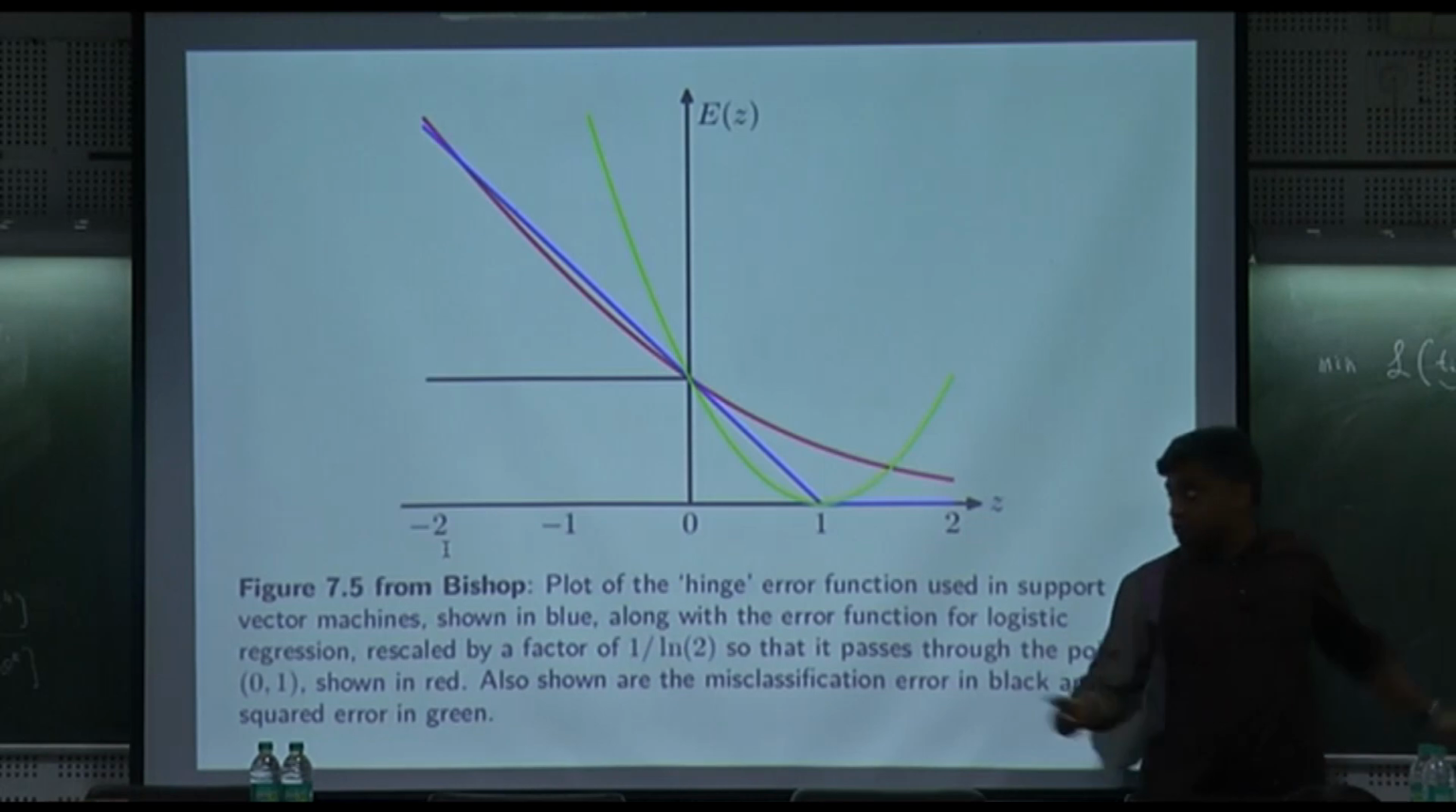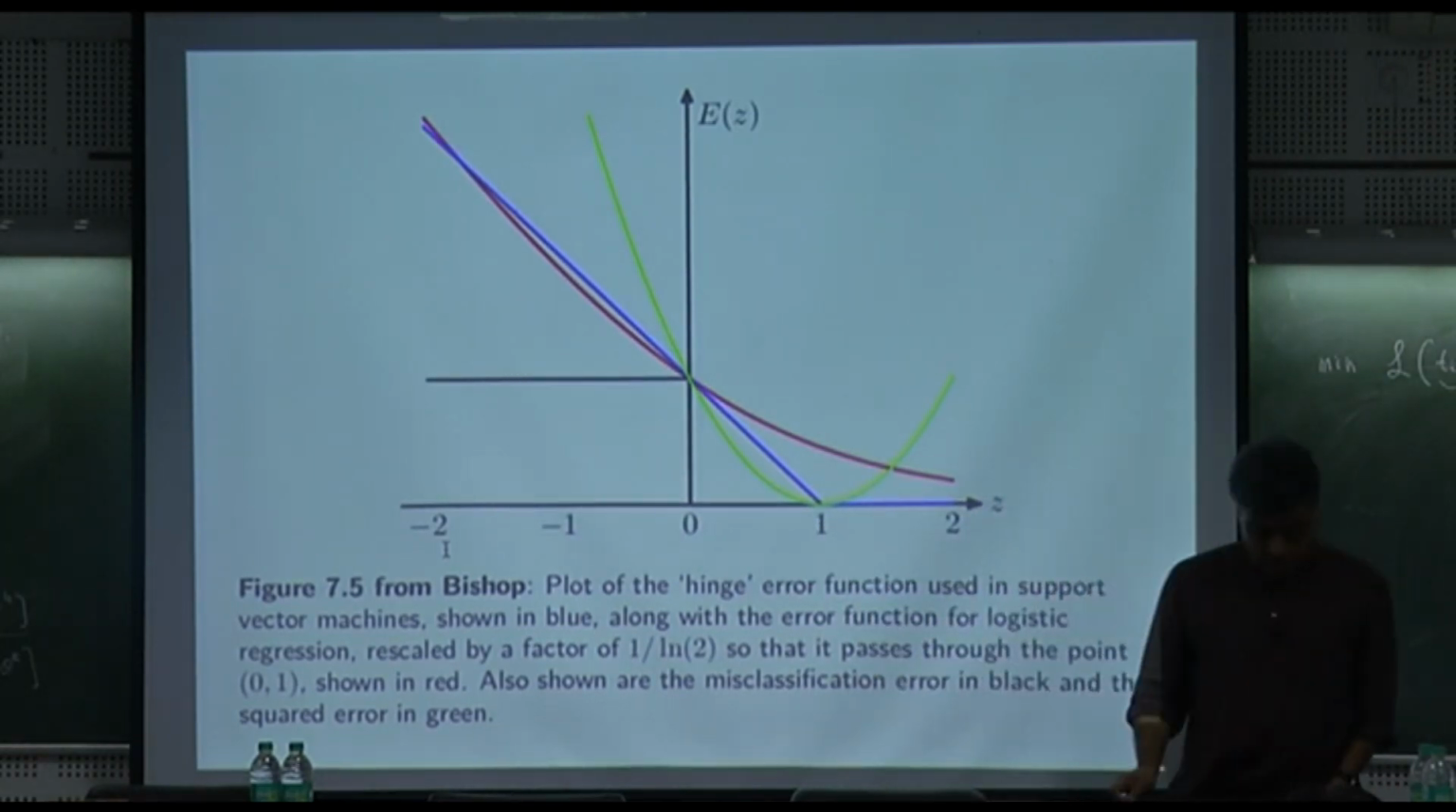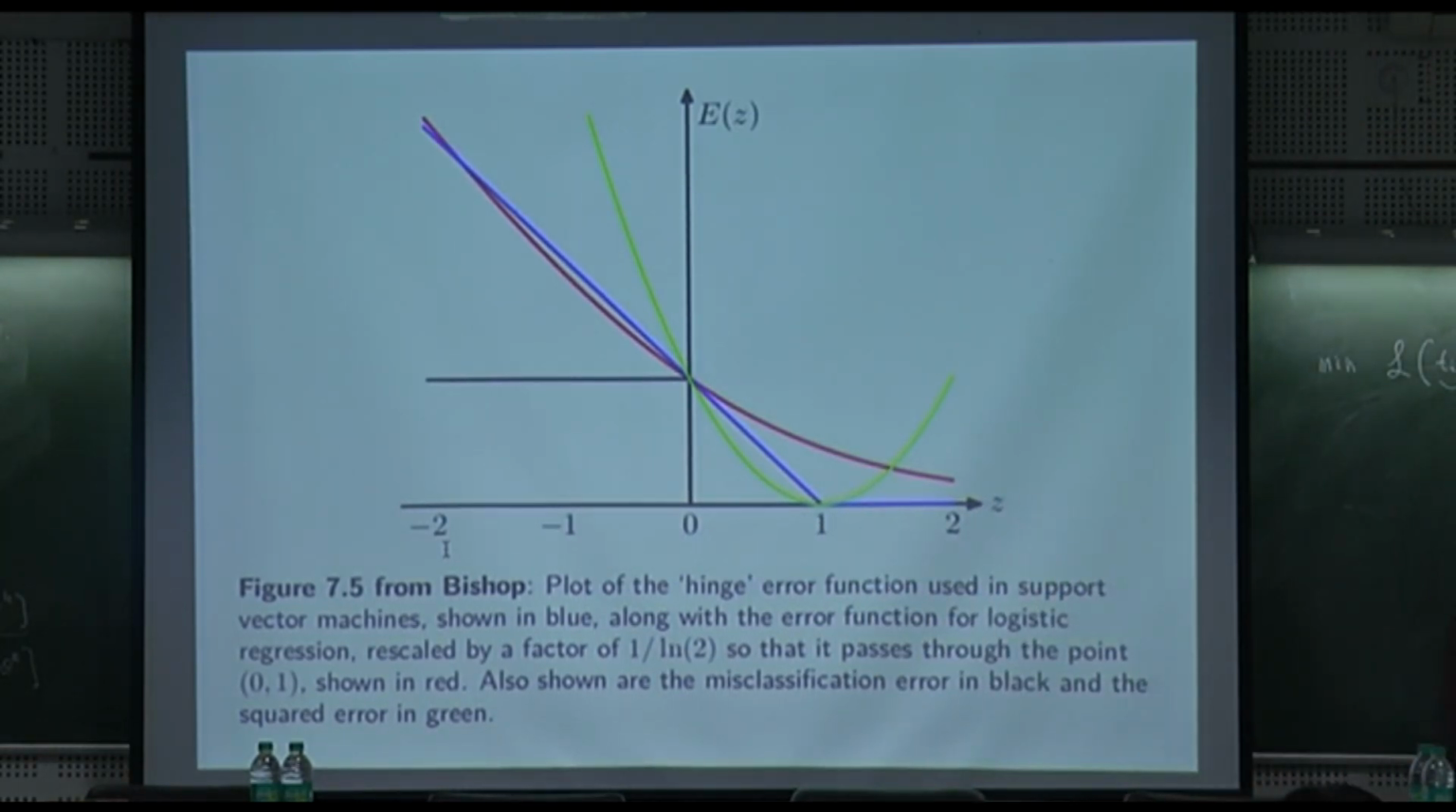That loss function should be this black function. But that black function is a step function. It's not going to give me a convex problem. It's not going to give me a very nice optimization problem to solve. So I can start making different kinds of approximations.